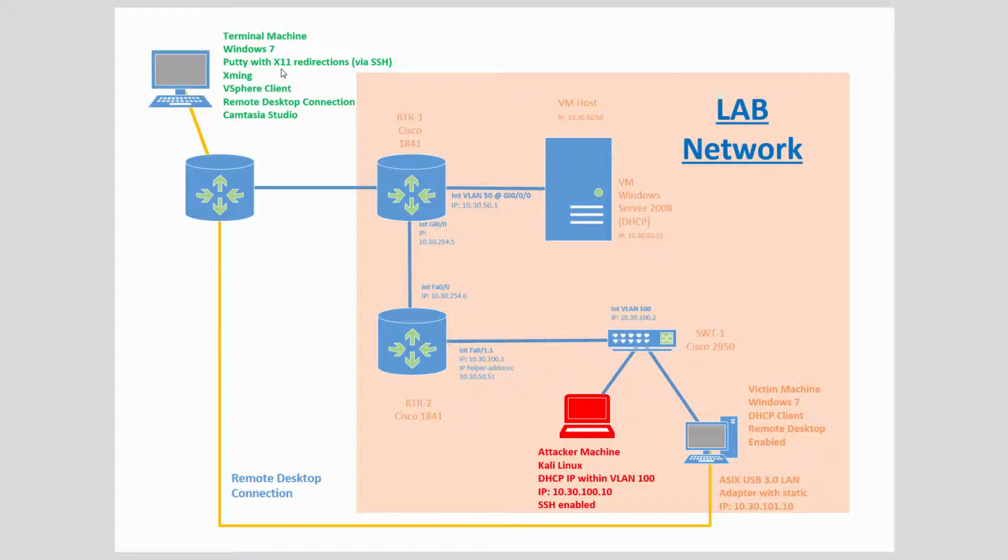That X11 redirection allows me to view the graphical pop-up windows from the Kali Linux machine directly on my Windows 7 terminal machine. To be able to do that, I also run the Xming server on my terminal, as well as a vSphere client, remote desktop connection, and Camtasia Studio. I believe it's worth mentioning that the only pre-configured option on the Kali Linux machine is the SSH service enabled, so I can remote to that laptop via SSH.